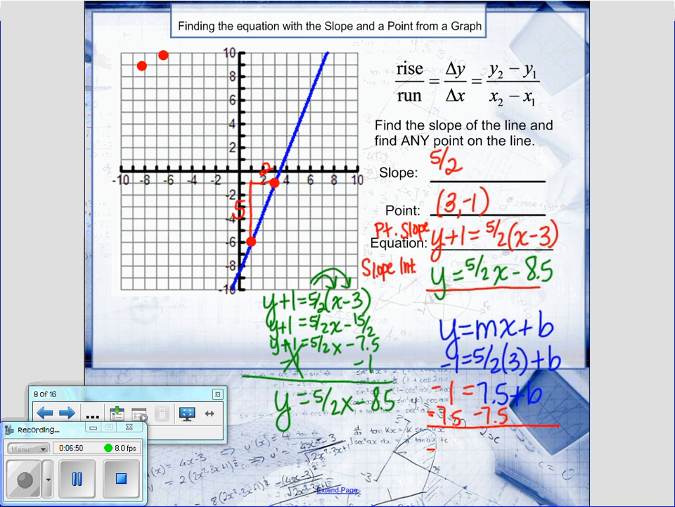So you're left with -8.5 is equal to b. Okay, so you can do this either way you want. So again, you get the b, but then you have to go back and apply it like this. So there's 2 ways to do that.